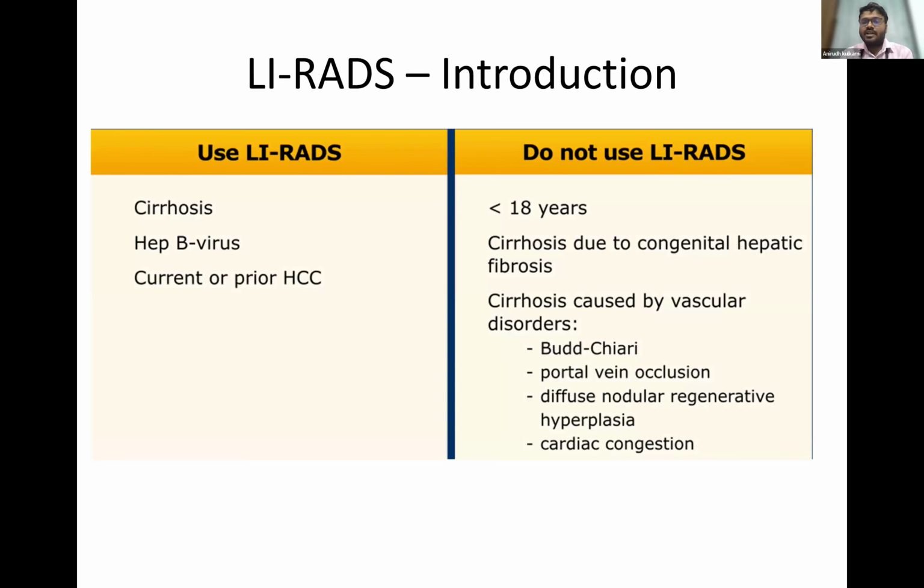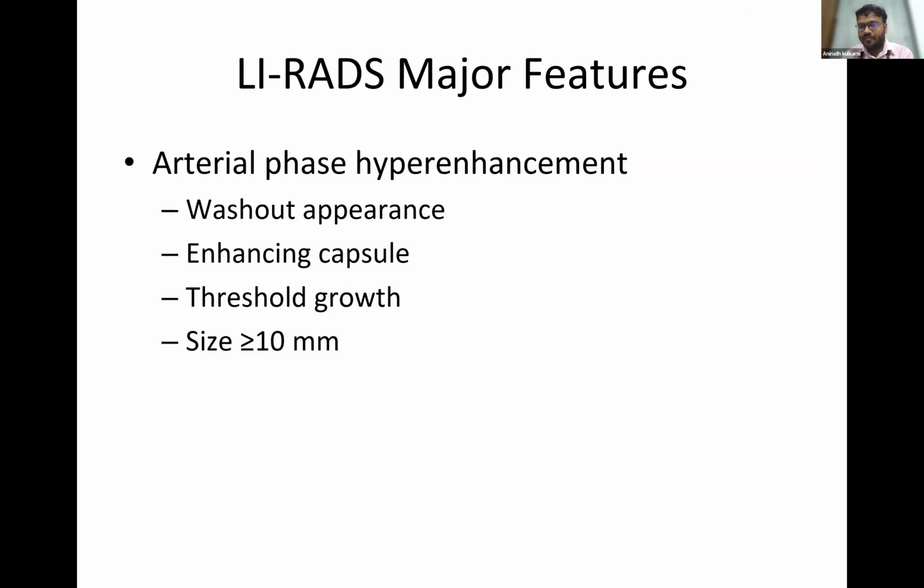Now we'll see about LI-RADS. When can we use LI-RADS? We can use LI-RADS for cirrhosis, for hepatitis B virus, or current or prior HCC. But we cannot use it if the patient is less than 18 years, cirrhosis due to congenital hepatic fibrosis, or due to Budd-Chiari, cardiac congestion, portal vein occlusion, or diffuse nodular regenerative hyperplasia.